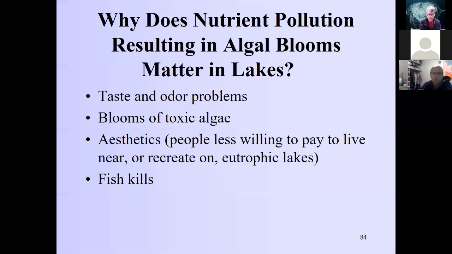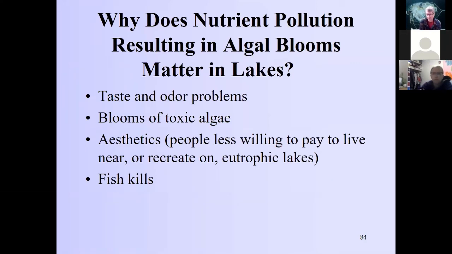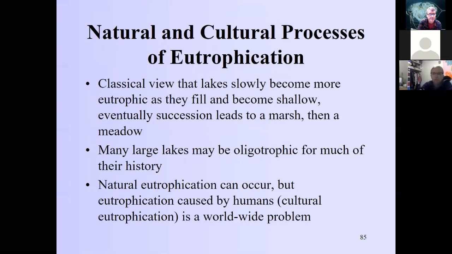And then fish kills. We've already talked about how if you have big algal blooms, then the chance for oxygen disappearing when the light's low or during the winter time goes way up, and you can have fish kills associated with it. So there's a lot of different reasons why this might be a problem.